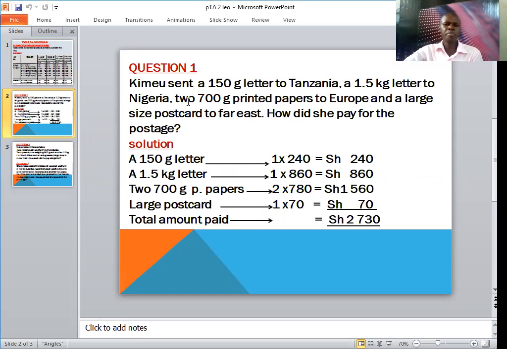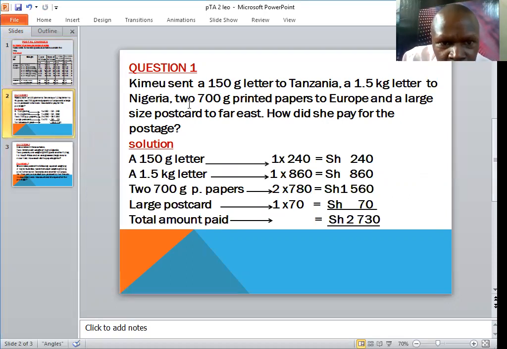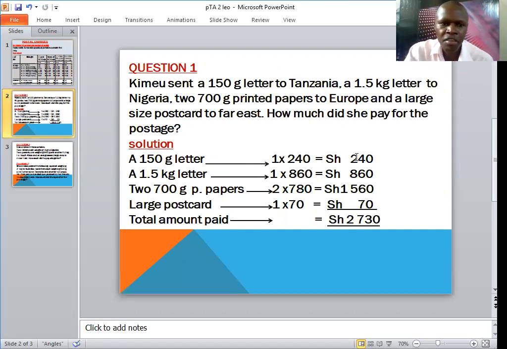And the question reads, Kimeu sent a 150 gram letter to Tanzania, a 1.5 kilogram letter to Nigeria, 2 500 gram printed papers to Europe, and a large size postcard to Far East. Now the question is asking, how much did she pay for the postage?